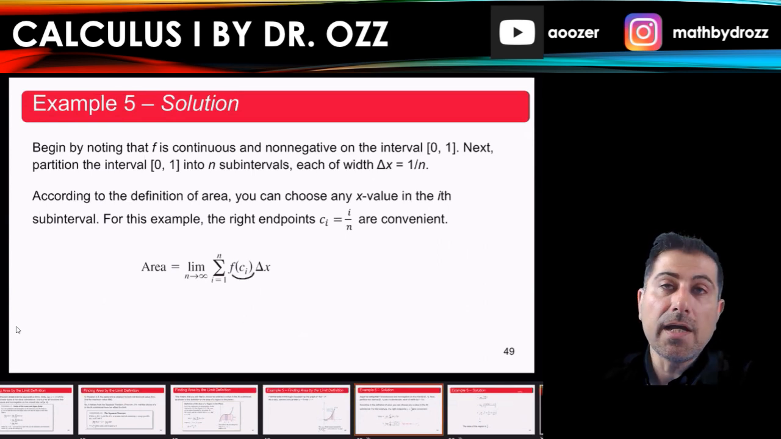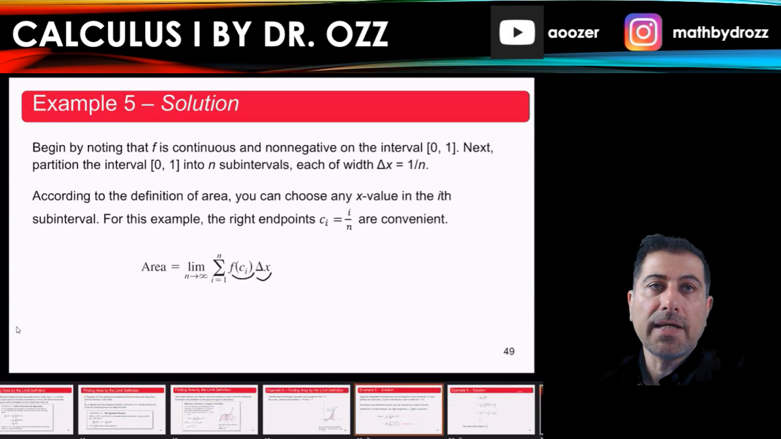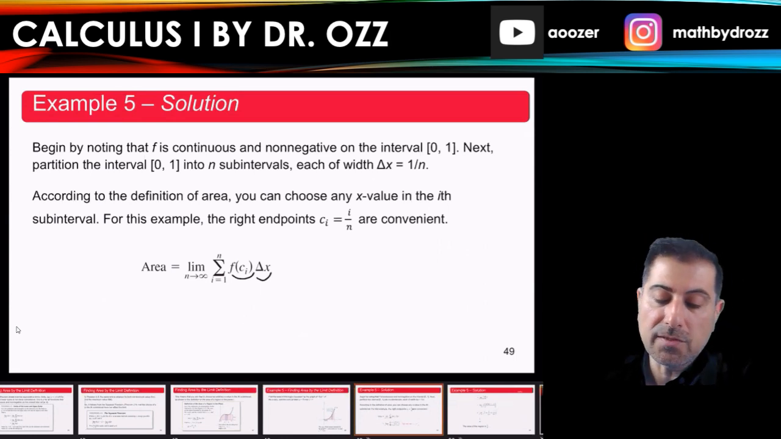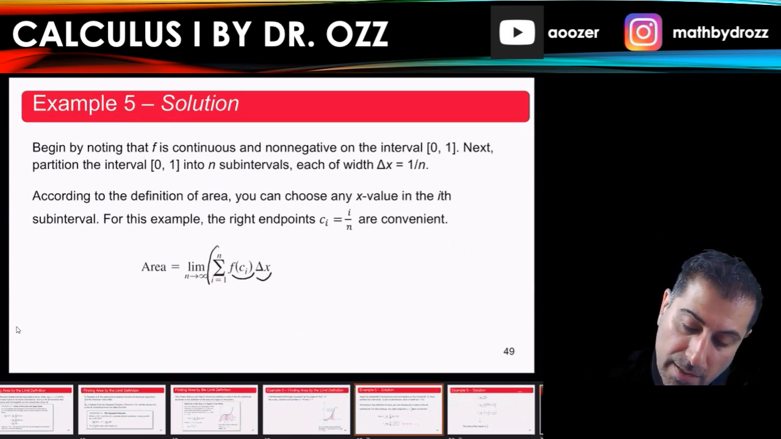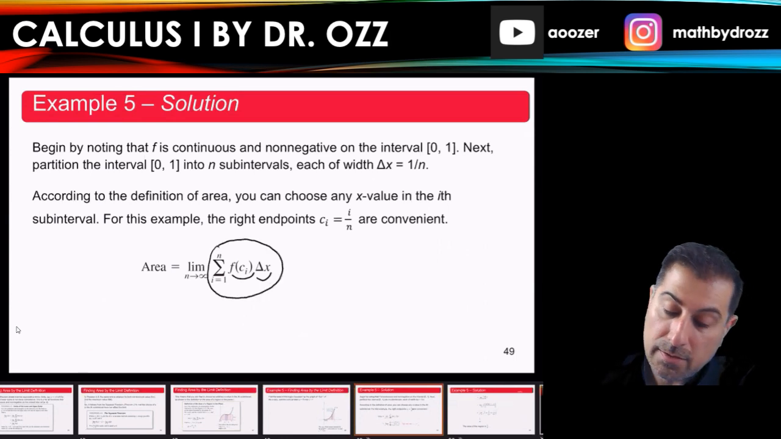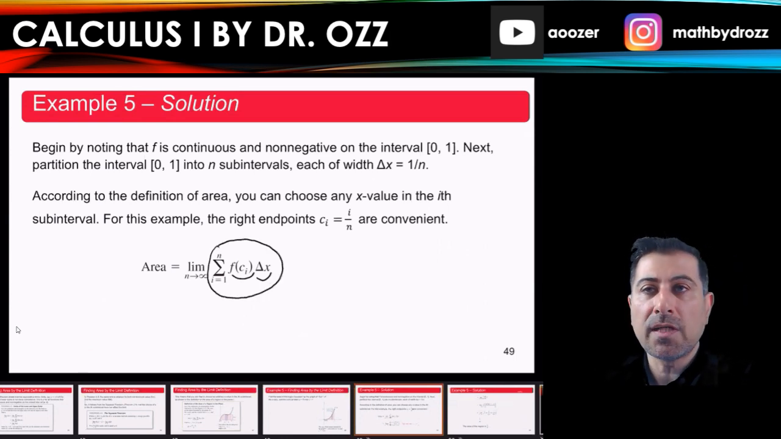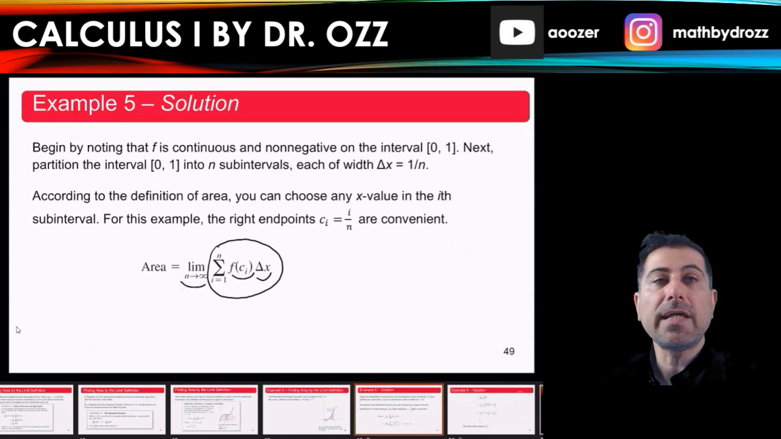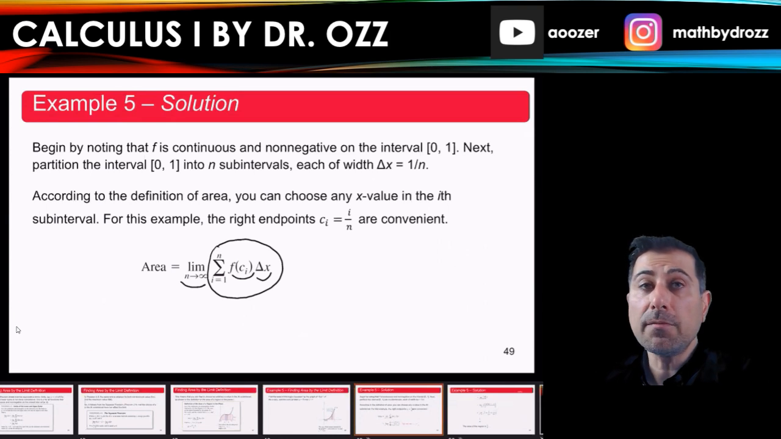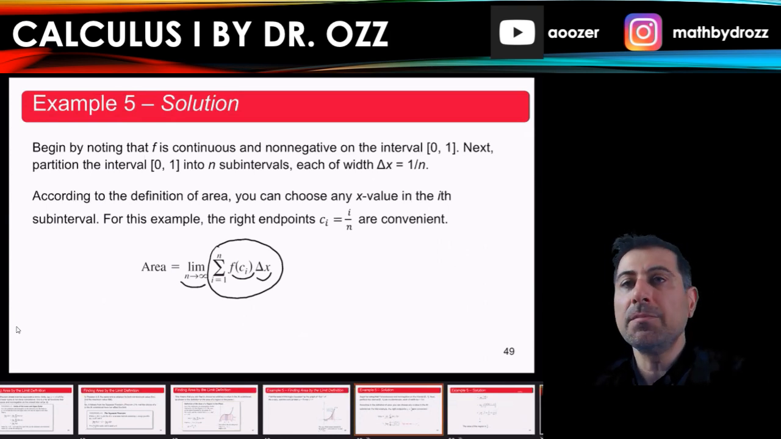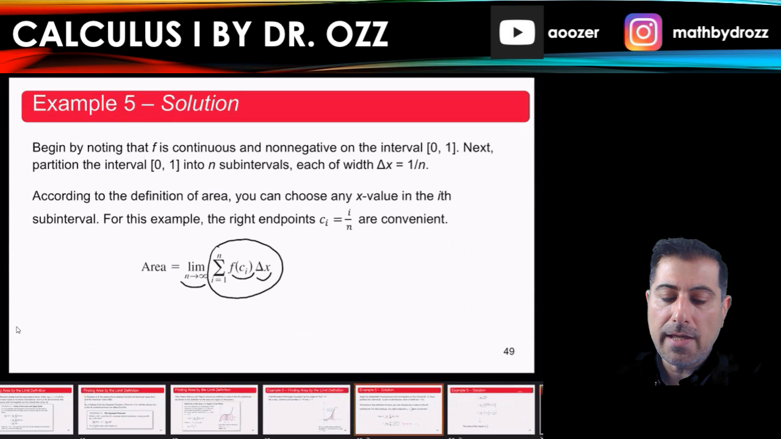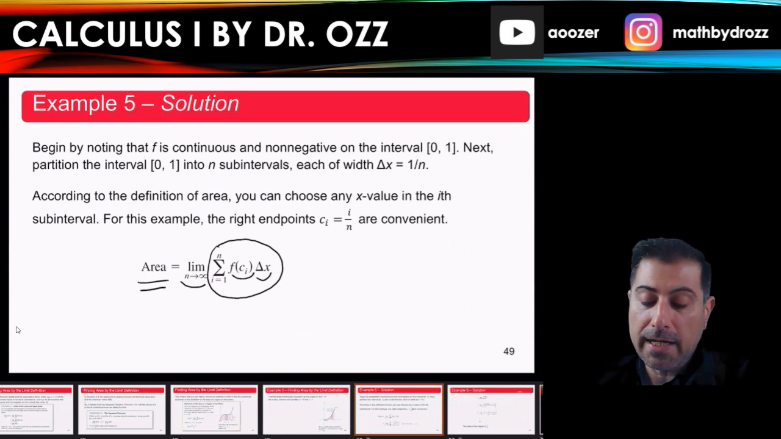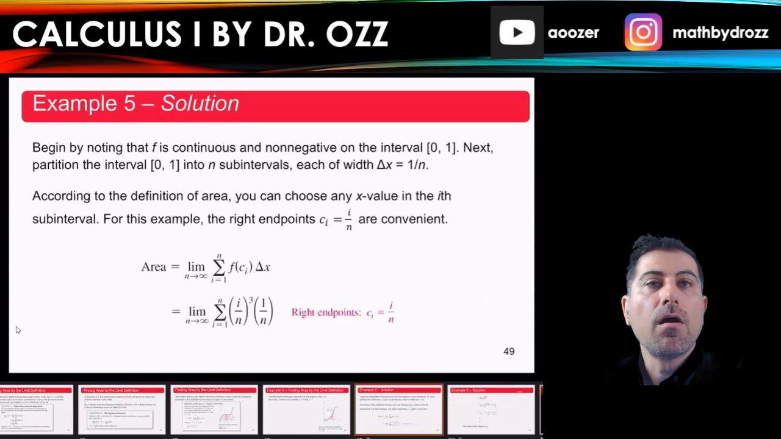So f of c_i is going to be the height of each rectangle, and delta x is going to be the width of that. If you take the summation of the product of these two numbers, that's going to be the total area represented by those rectangles. Eventually, when you pass the limit, when you let n go to infinity, that means you are getting infinitely many rectangles and infinitely many subintervals. The actual area is coming out of this limit process. So here we go. Let's calculate this sum.